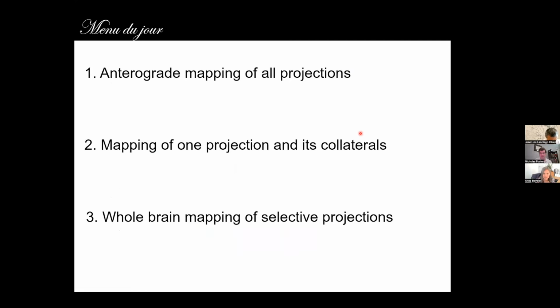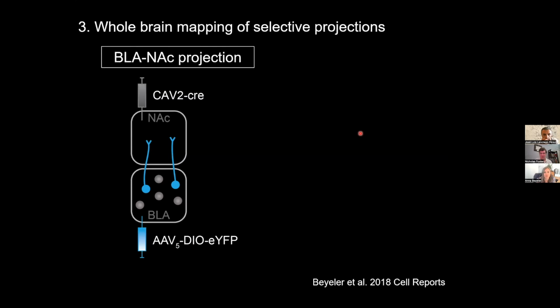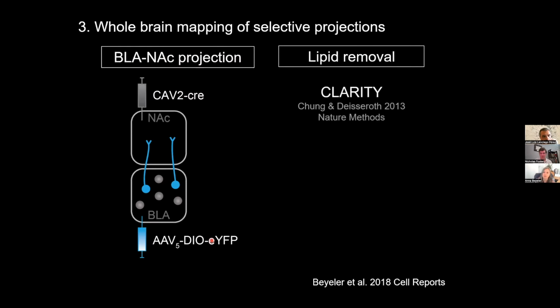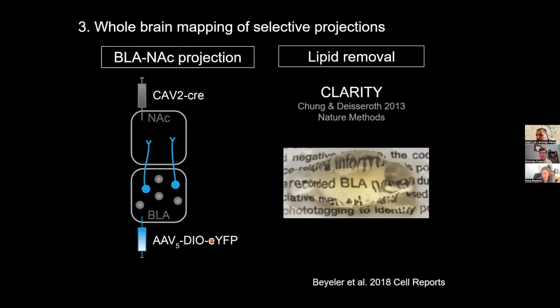Okay, so finally, for our last example, we are interested in mapping these projections in the whole brain. I'm going to show 2 examples. The first one is still focused on the BLA to nucleus accumbens projection. Again, we use this dual viral approach. In this case, we expressed only EYFP. Then we removed the lipids using the CLARITY approach that was developed by the Chung et al. in the Deisseroth lab, and made the brain transparent.